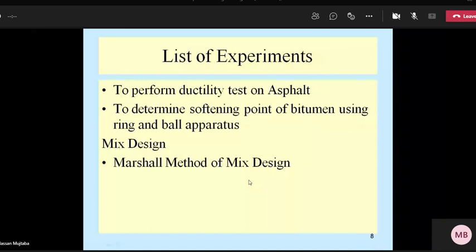Ab Marshall method of mix design mein hum kya karenge ki hum ek grading select kar lenge aggregates ki. Remember, jo aggregates hain, it consists of three segments. One is the coarse aggregate, one is the fine aggregate, one is the mineral filler. Coarse aggregate, aggregates which are retained on sieve number 4. Yeah, Marshall method of mix design mein sieve number 10 ke upar jo retain kar rahe hain, we treat them as coarse aggregate. Fine aggregate passing sieve number 10 and retained on sieve number 200, they are the fine aggregates. Mineral filler which is passing sieve number 200.